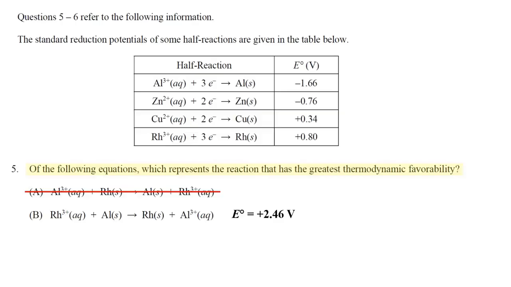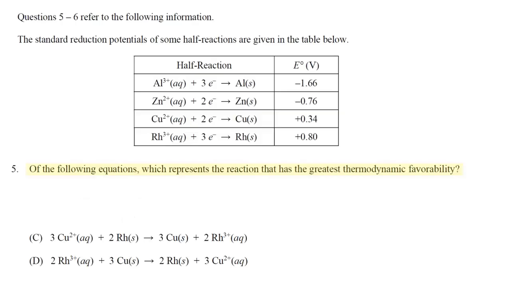So now let's take a look at choices C and D. In choices C and D, we are combining the copper half reaction, so copper is Cu, with the rhodium half reaction. Since I'm not sure which one should be reversed, I'm going to just make a choice and see what happens. So I'm going to write the copper half reaction unchanged. So it's going to have aqueous copper ions on the left, solid copper on the right, with a cell potential of positive 0.34 volts.